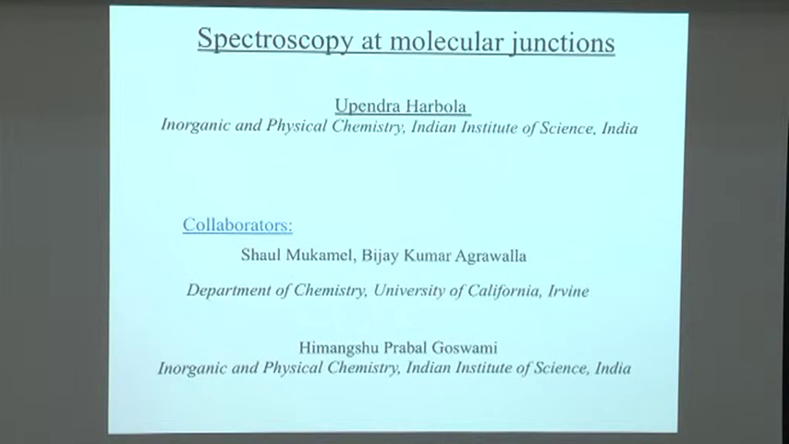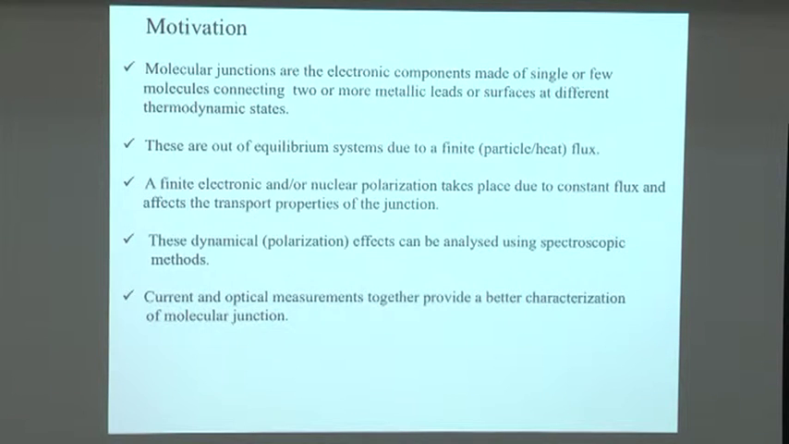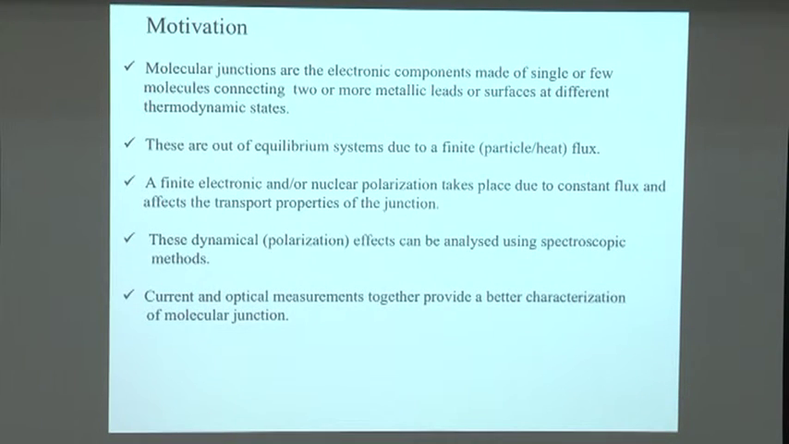Okay, so what we are looking at is when there is a molecule attached to two leads, and there is a current flowing through this molecule. Obviously the molecule is out of equilibrium, as electrons are jumping on the molecule, it creates a kind of polarization in the molecule. It can interact with the molecular vibrations, and that can lead to nuclear polarizations apart from the electronic polarization. Okay. So how do we understand these polarizations and these dynamical effects? Because these can affect the conduction properties of the molecular junction.